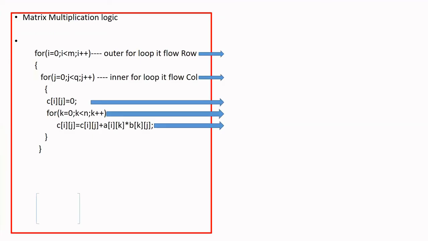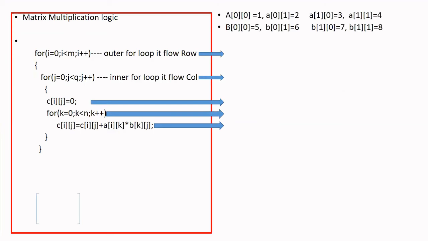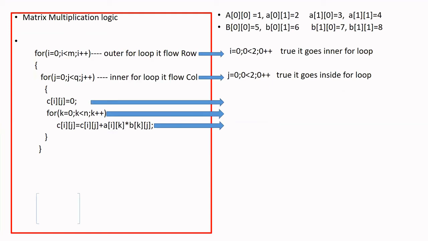So this is the logic for matrix multiplication. Here I am taking i is equal to 0, i less than m. The outer for loop goes with the m value and the inner for loop goes with the condition up to q. So i is equal to 0, 0 is less than 2. Yes, it is true, I'll come inside. Again, I initialize j is equal to 0, 0 is less than 2. Yes, it is true. And I initialize the i, j value with respect to C matrix as 0.